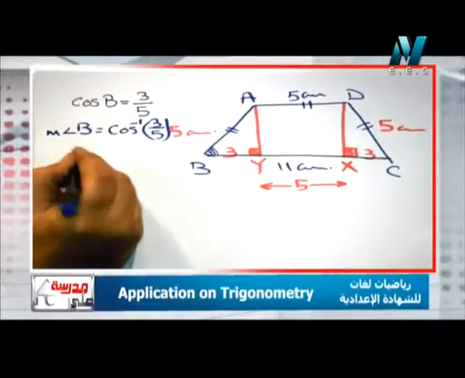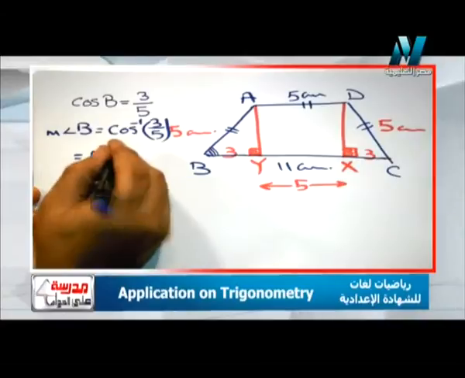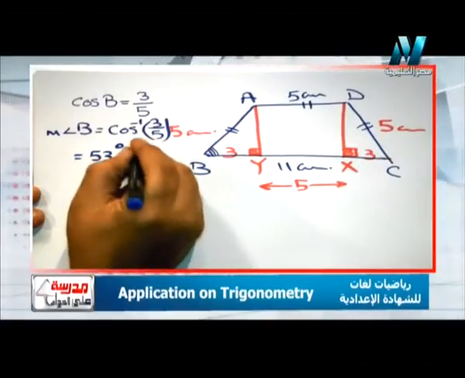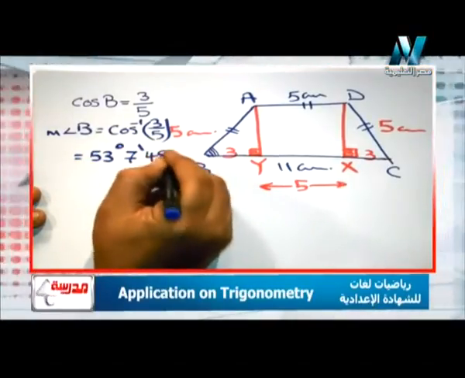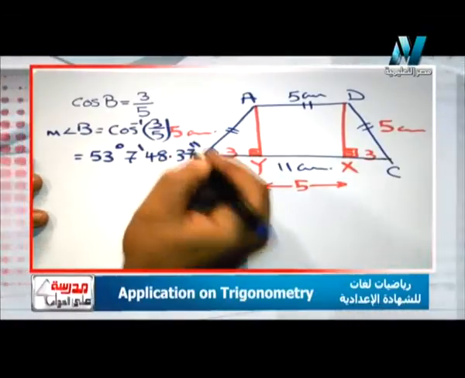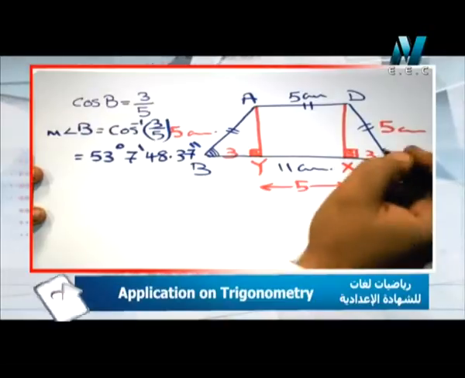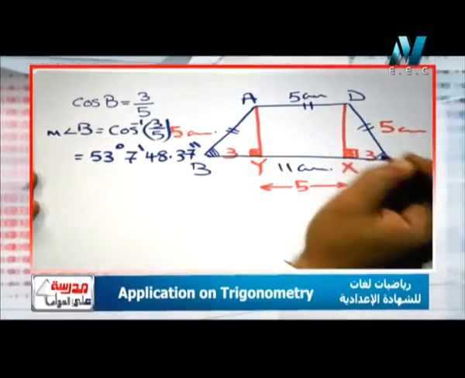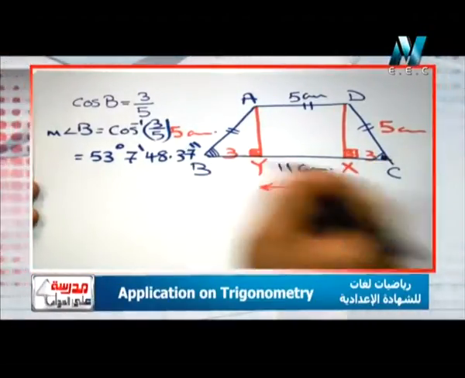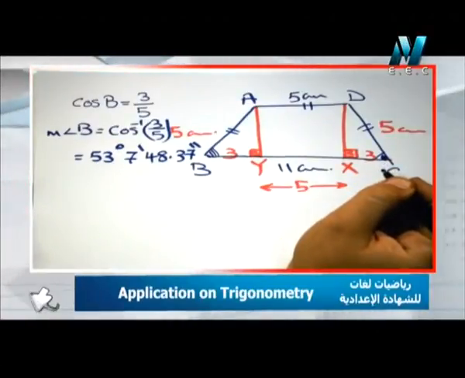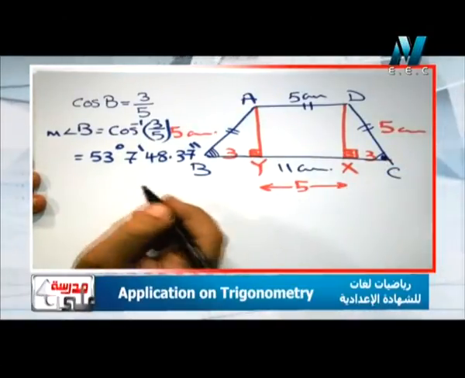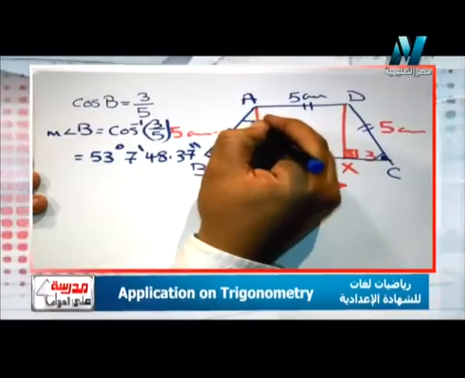Then we use the button for converting a decimal to degrees, and the answer will be: measure angle B is 53 degrees, 7 minutes, 48.37 seconds. So I got the measure of angle B, and I got the measure of angle C because we have an isosceles trapezoid, so the measure of angle B is the same as the measure of angle C. Okay. The second requirement is finding the measure of angle A.